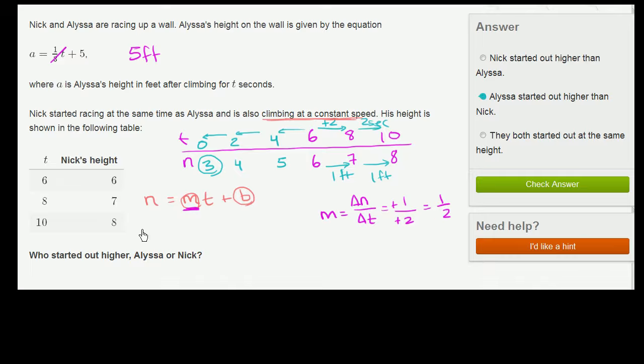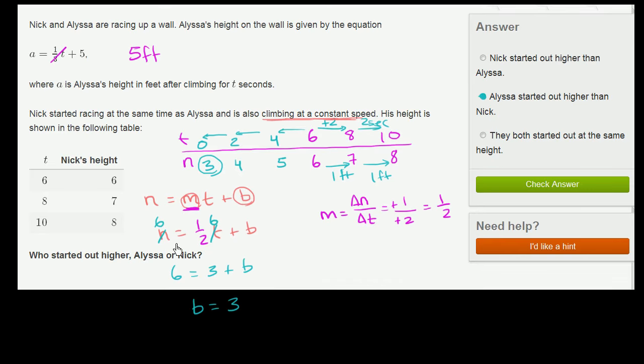So we can fill in m here. We now know that n is equal to 1/2 t plus b. Now, to solve for b, you could just substitute one of these points. All of these points must satisfy this equation. So we could use the point 6. When time is 6, n is 6. So you have 6 equals 1/2 times 6 plus b, or 6 equals 3 plus b. Subtract 3 from both sides, and you get b equals 3.